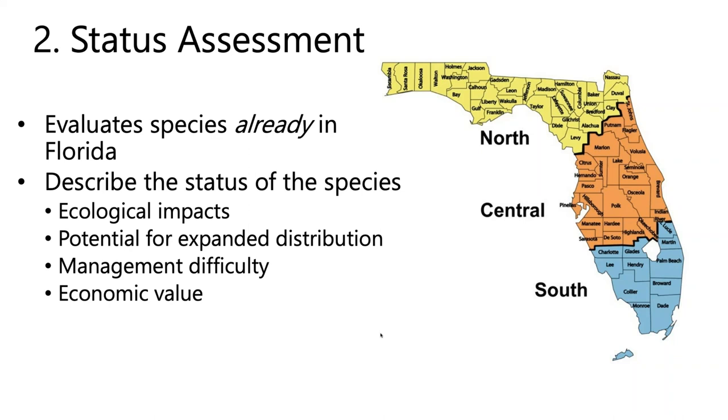But we like to gather information to describe the status of the species based on ecological impacts, potential for expanded distribution, management difficulty, and any economic value. We have 500 to 600 species in our database that have been evaluated with this tool. Because if something's a caution this year, we want to characterize that invasion, and we can only do that if we reassess that species. So we reassess caution species every 2 years, and okay species, the ones we deem to be non-invasive at this time, every 10 years.